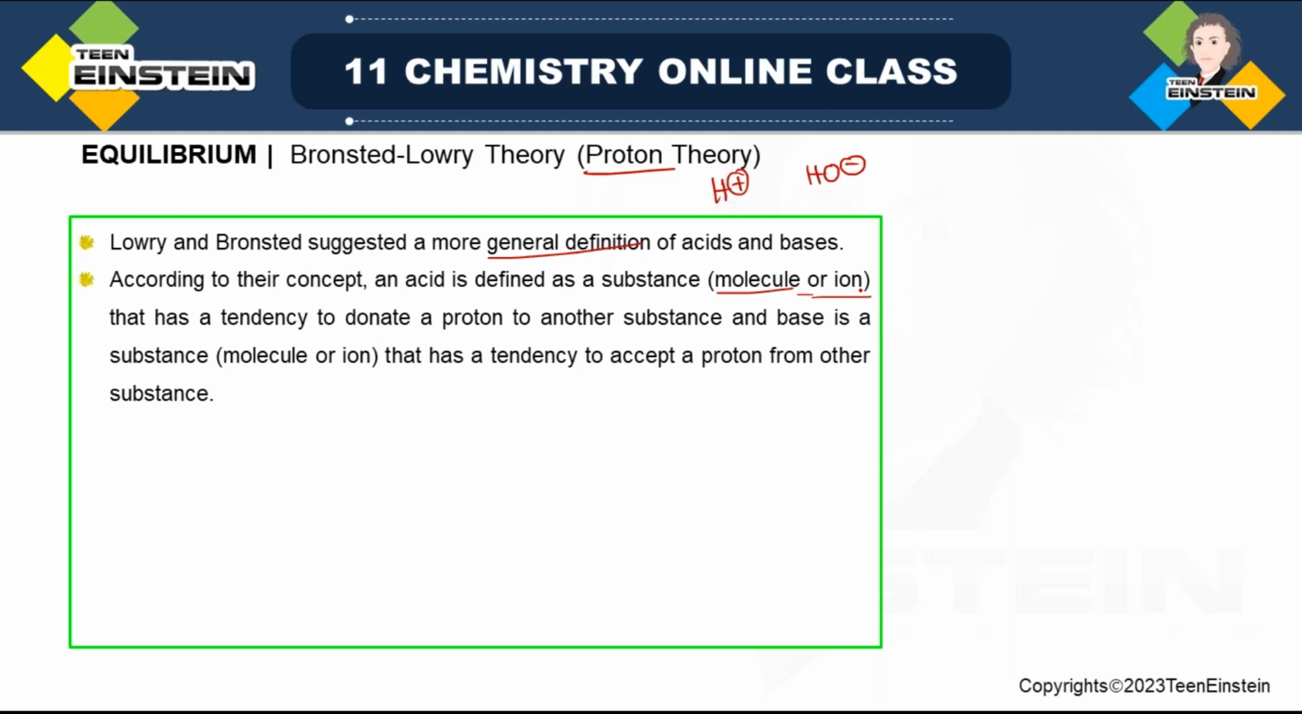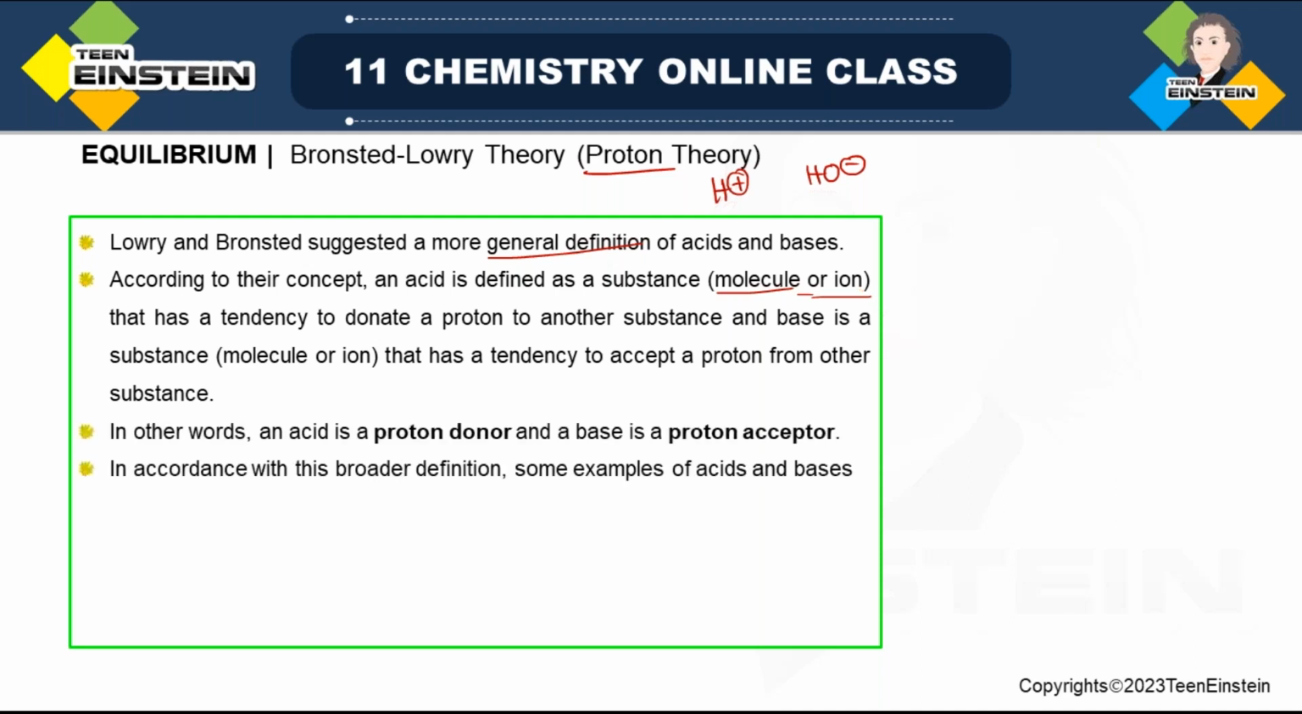So an acid is a substance, it may be a molecule, cation, or anion, mostly cation, that has a tendency to donate a proton to another substance. And on the other hand, a base will be a substance, molecule or ion, that has a tendency to accept a proton. So in simple words, you can say acid is a proton donor and base is a proton acceptor. This is the main definition in simple words. So it is a broader definition compared to Arrhenius.